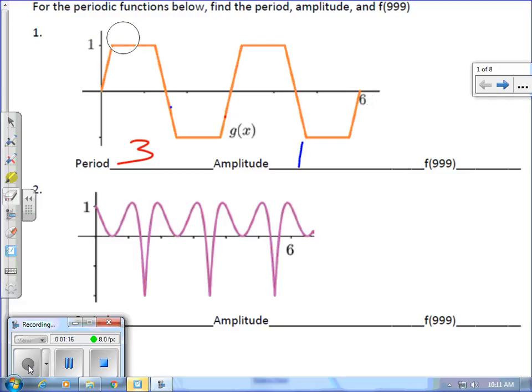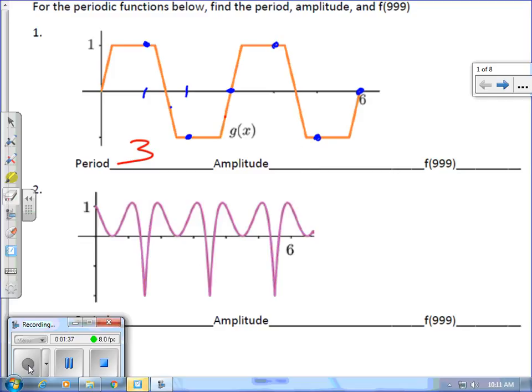Now, how will we find f of 999? Let's look at each one. Here's 1. F of 1 is 1. F of 2 is -1. F of 3 is 0. F of 4 is 1. F of 5 is -1. F of 6 is 0.